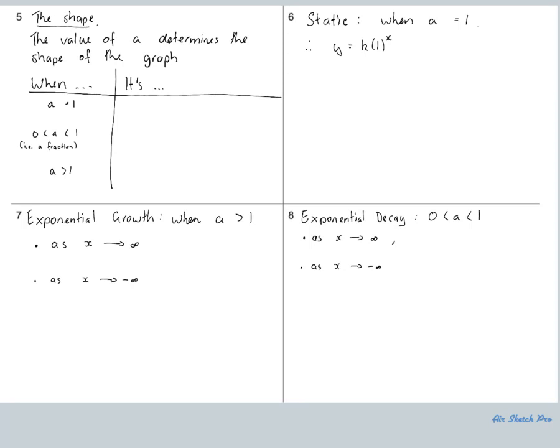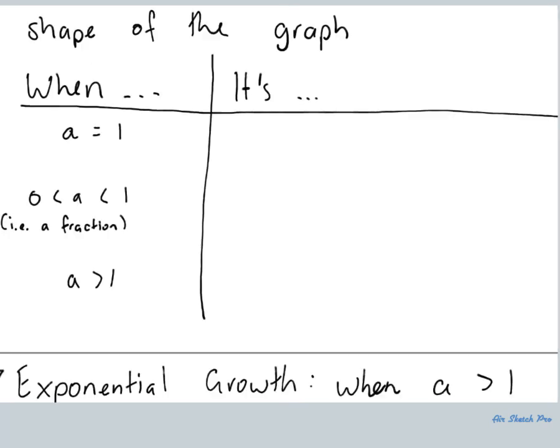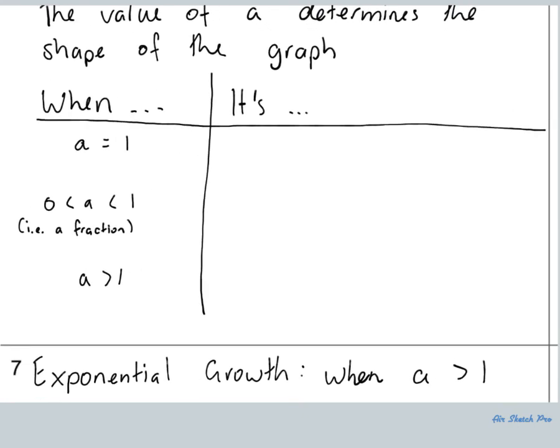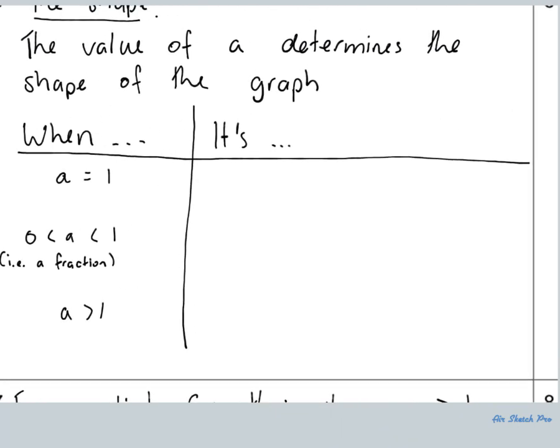So there are a couple of conditions. First of all, I might even just zoom up so maybe we're just focusing on that bit there. We've got when A equals 1. Okay, so I'm just going to fill this table in and then we're going to unpack it a little bit further in the next few slides. So when A equals 1, we have the shape of it. It's called static because it is neither growing nor decaying. But it's effectively a straight line. We'll see that in a second.